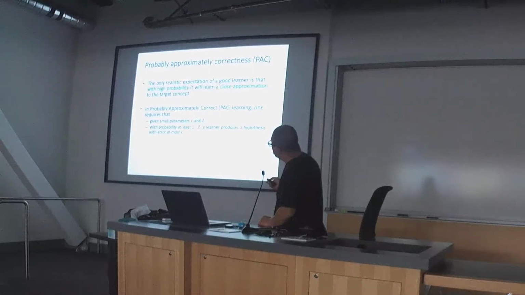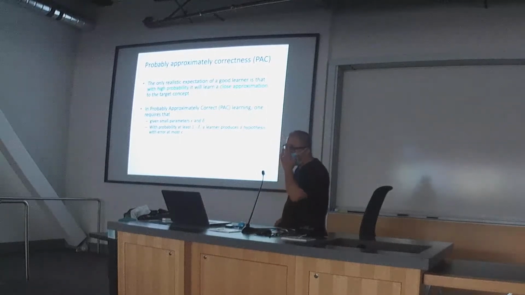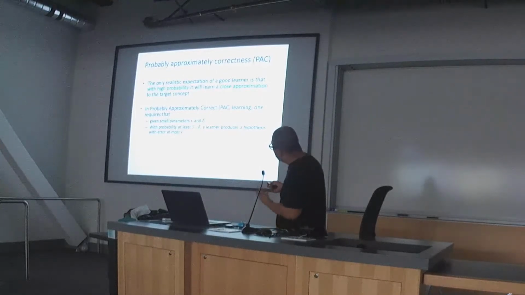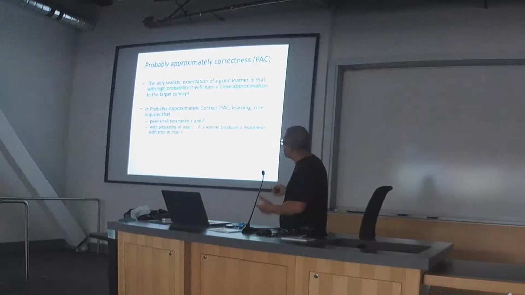With epsilon and delta, we can formally state our expectation of a good learner. Please bear with this a little bit long sentence, but I think the meaning is clear. With probability at least 1 minus delta, a learner produces a hypothesis with error at most epsilon. Let me use a concrete example. Suppose delta is 0.1, and epsilon is 0.1 as well. I say that with probability at least 0.9, you find a hypothesis with error at most 0.1.